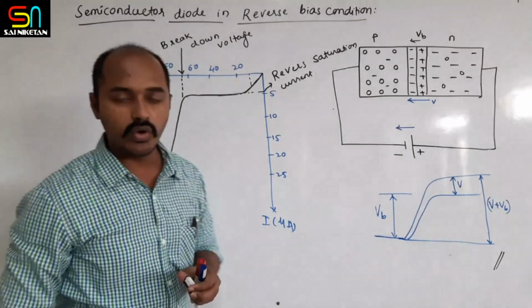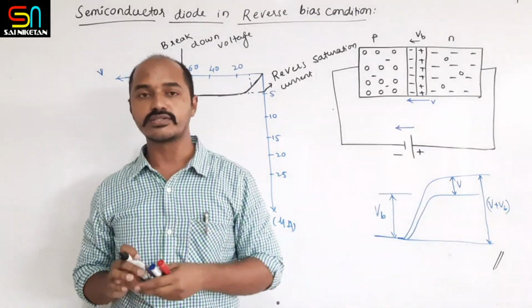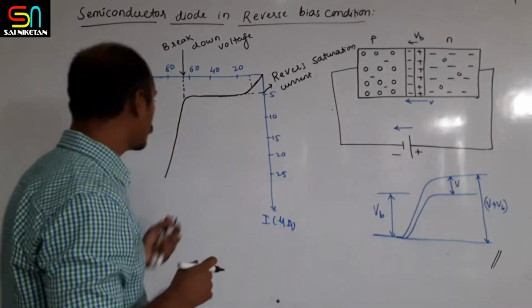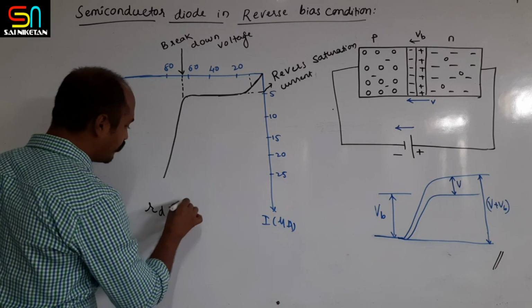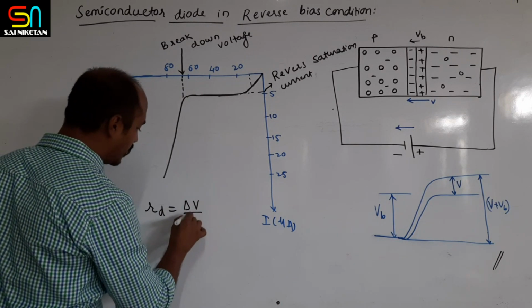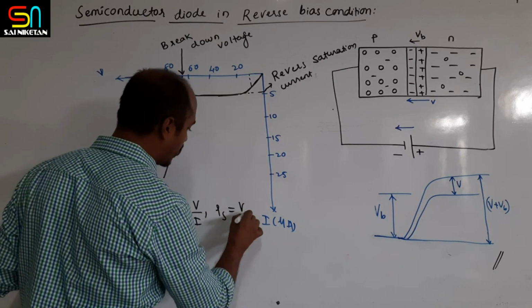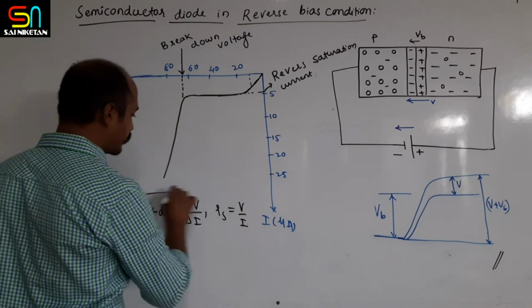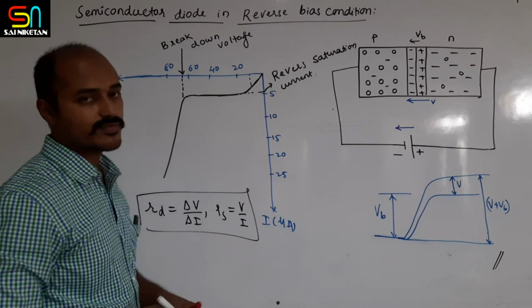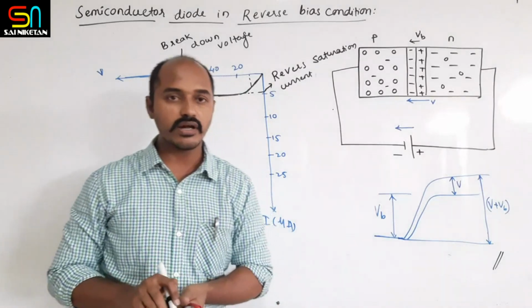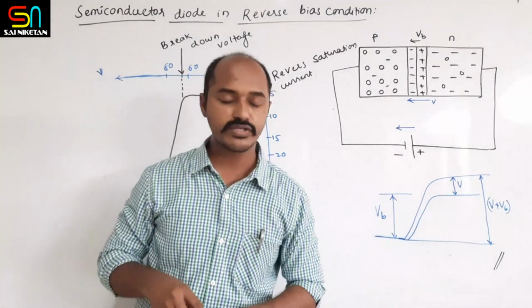So at the breakdown voltage, current in the reverse bias condition suddenly increases. And here also you can define the dynamic resistance Rd as delta V by delta I, and static resistance Rs is equal to V divided by I. Same as in the case of the forward bias condition, only the notation, small r, we have used. So this is regarding the relation between V and I for the forward bias and reverse bias condition.